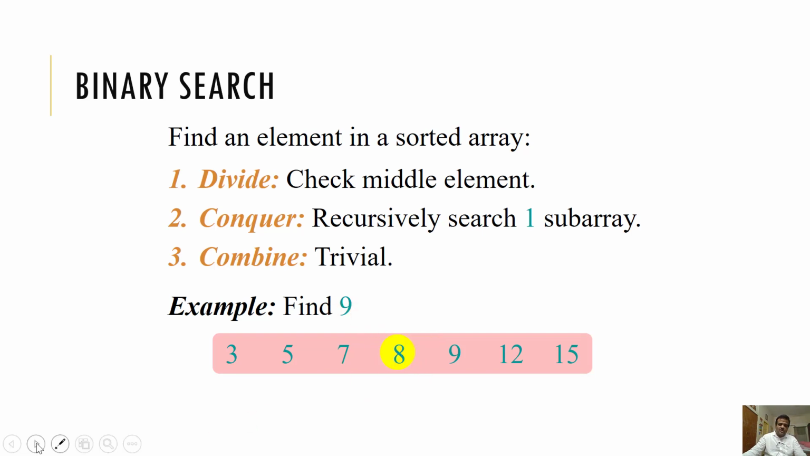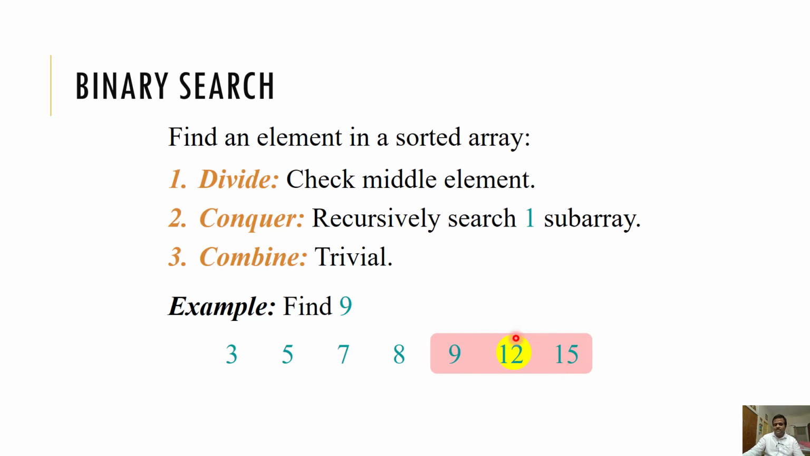That is the divide step, checking the middle element. 9 is greater than 8, so we will go for the right subarray to search it, because it will not be in the left subarray, because 8 is the value up to here. If 9 has to be there, it has to be in the right subarray. So then we check 9 on this subarray. If 9 is there, then on this subarray again we will call recursively the same binary search.